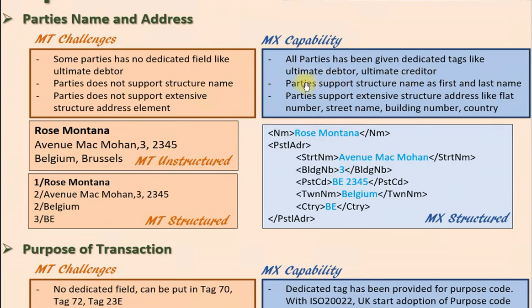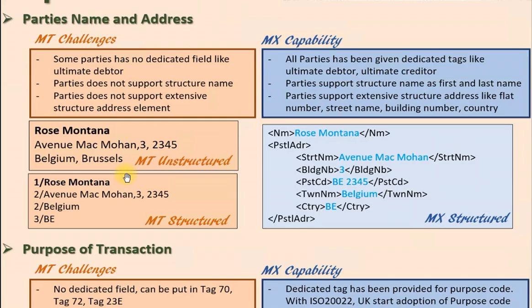Parties have been given clearer attributes to support the name and address. Even in the address, a much more extensive framework has been provided with different tags, like for flat number, street number, building number, and country. Each can have a dedicated tag. So in the MT world, the address typically looks like this: the first line can have a name, the second can have the address, and the third can have address line two. Sometimes it is not even clear which lines are the name and which are the address. And to identify the country and city is beyond the capability of the unstructured MT address.